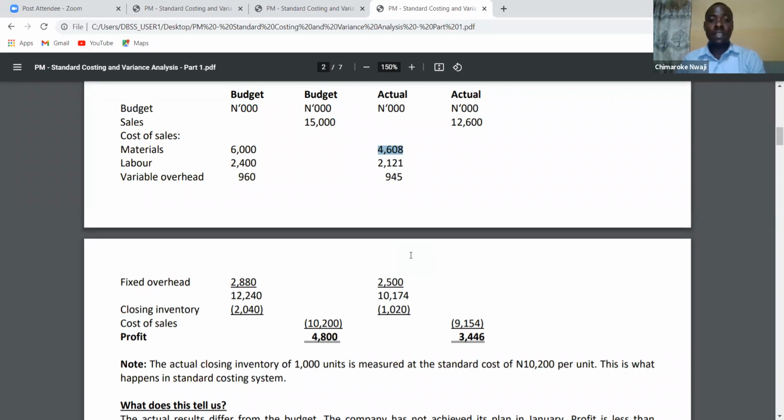So you see that every other thing changes with the way the question is given to you. But when it comes to closing stock, remember to use standard costs for your closing stock. Don't forget that. If you fail to use standard cost for your closing stock, when you start doing variances and you start reconciling, your figures will not balance.